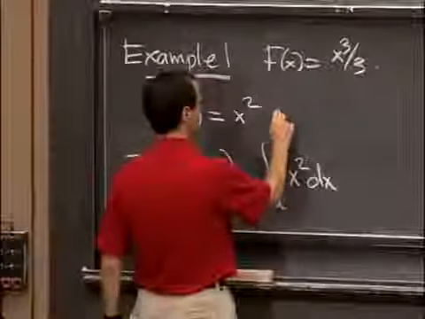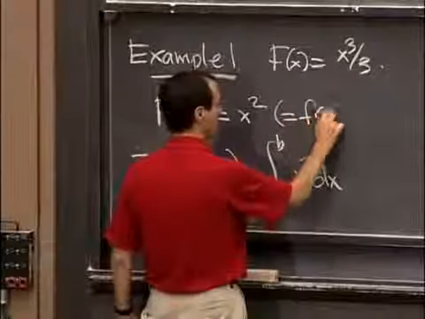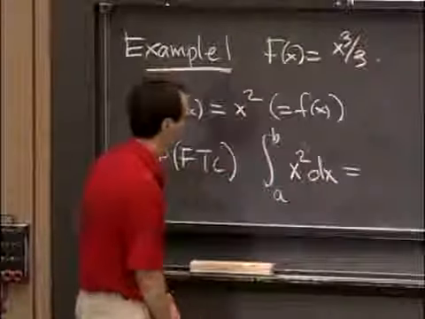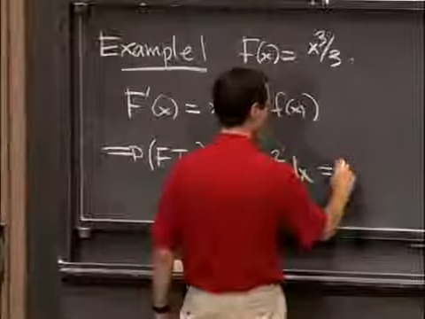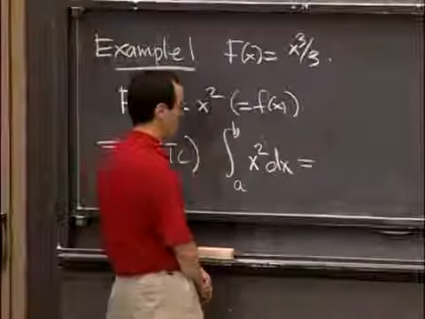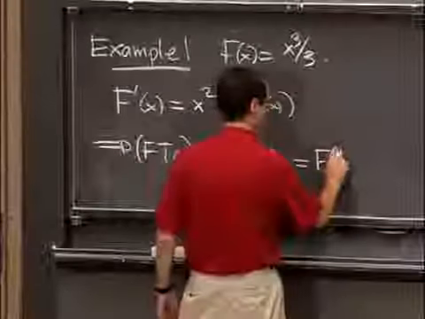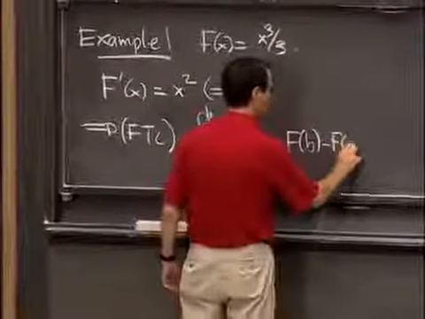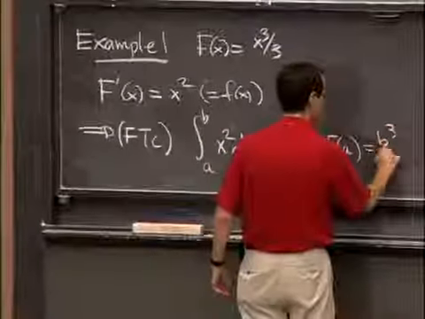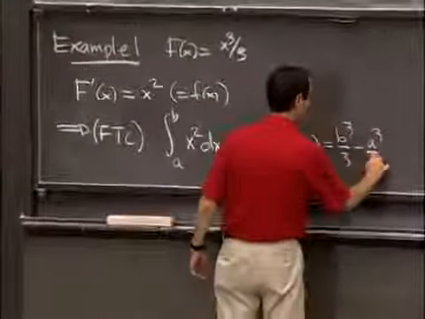This is the function we're going to use as little f of x here. It is equal to this function here, F of b minus F of a. Right, F of b minus F of a. And that's equal to b cubed over 3 minus a cubed over 3.